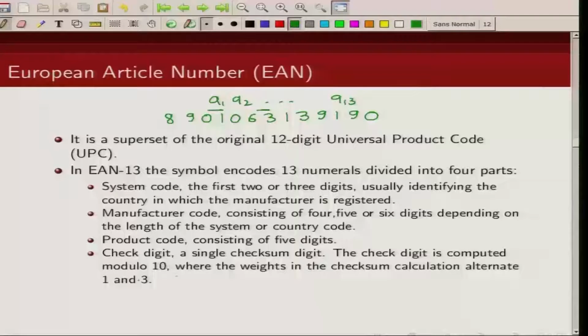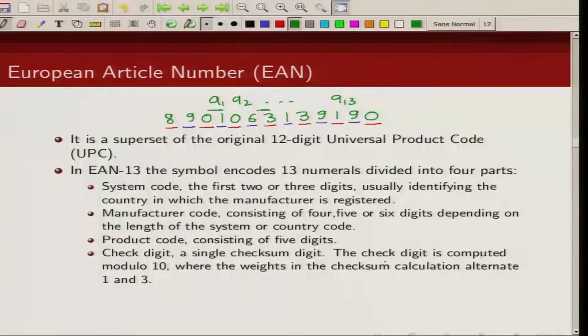So, what do we need to do? We need to add the odd bits, and we need to add the bits in the even location and multiply them by 3. So, let us first mark the bits in the odd location. This is 0, 3, 3, 1, 0. And what are the bits in the even location? That is marked with this blue pen. Okay. So, let us add up.